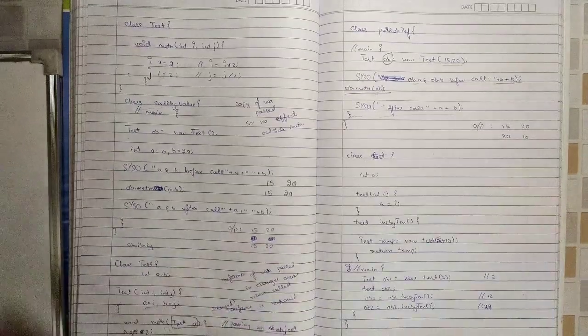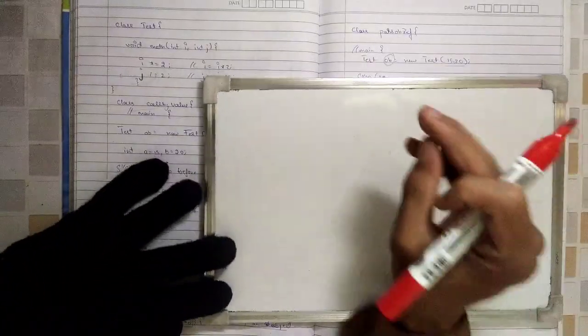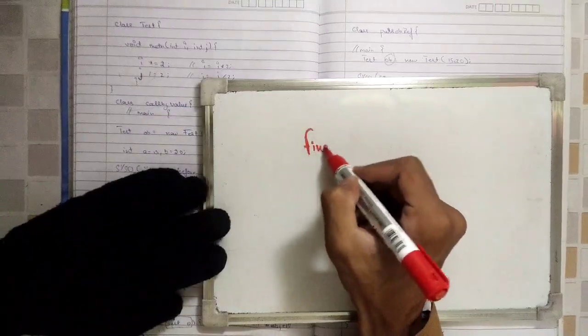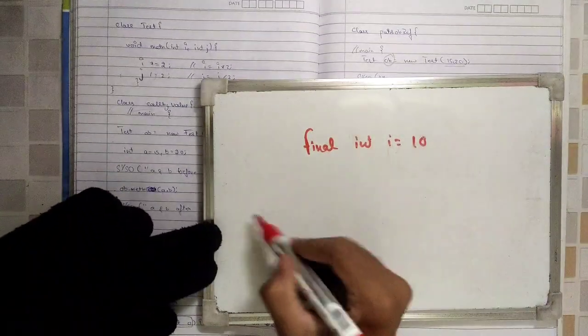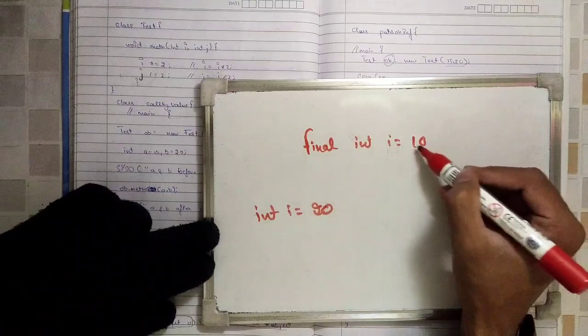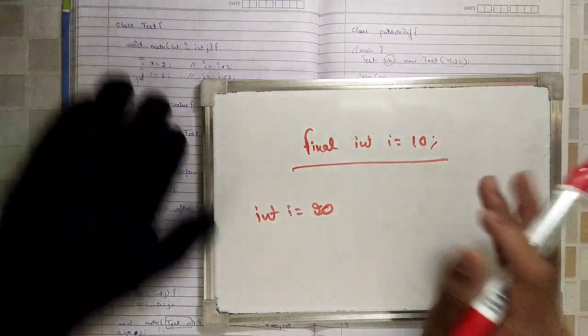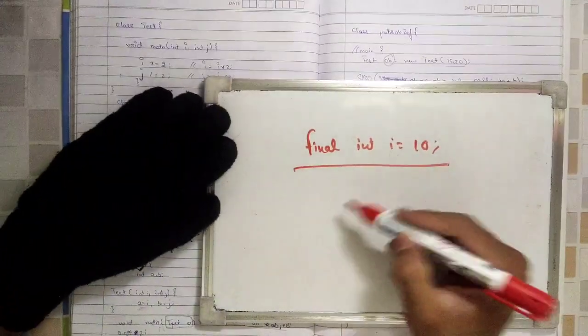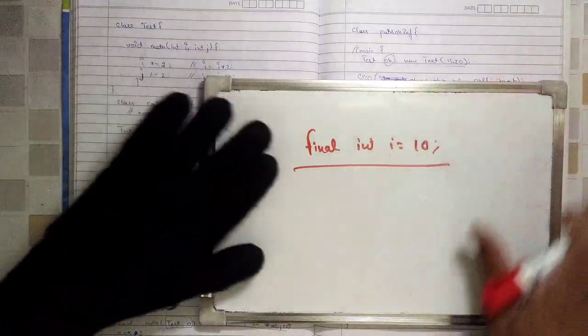What final does is, it finalizes the value of that. Suppose I am writing final int i equals 10. No matter if I then change int i to 20, this won't be affected, because I have made it final 10 itself. So no values can be changed. I can use final for my methods also, final void method, and for variables. Final can do this kind of thing.